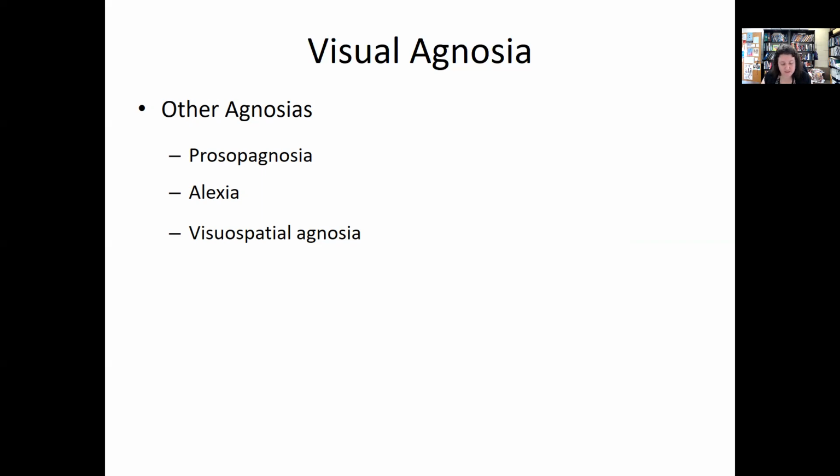And then visual spatial agnosia is a topographical disorientation. So you're unable to find your way around familiar environments, like in your neighborhood or even your house sometimes. You're unable to recognize landmarks. And people who have visual spatial agnosia also often have prosopagnosia. So those often go together.